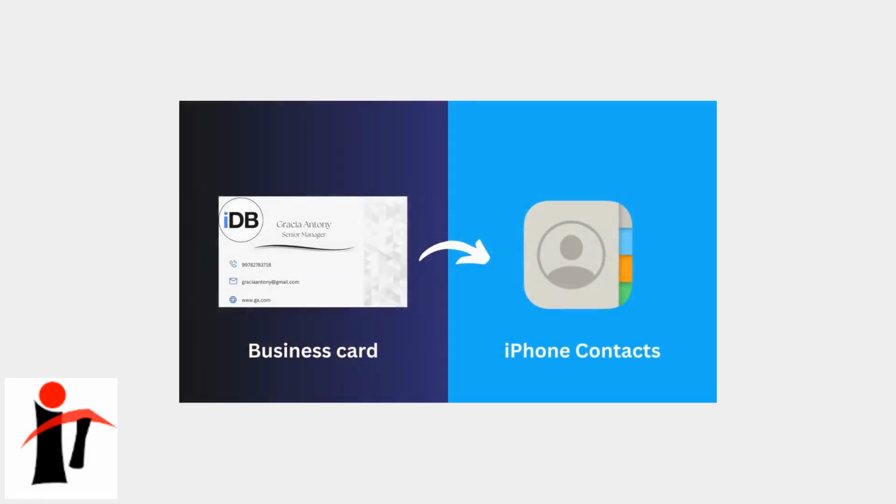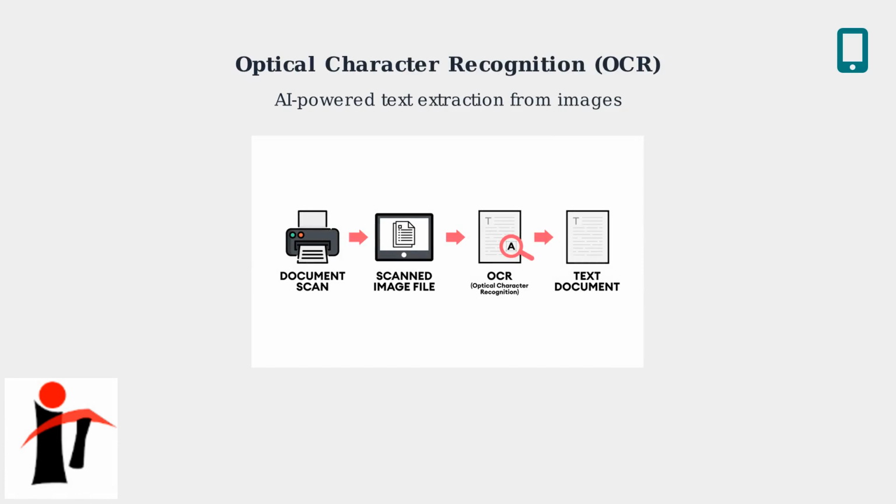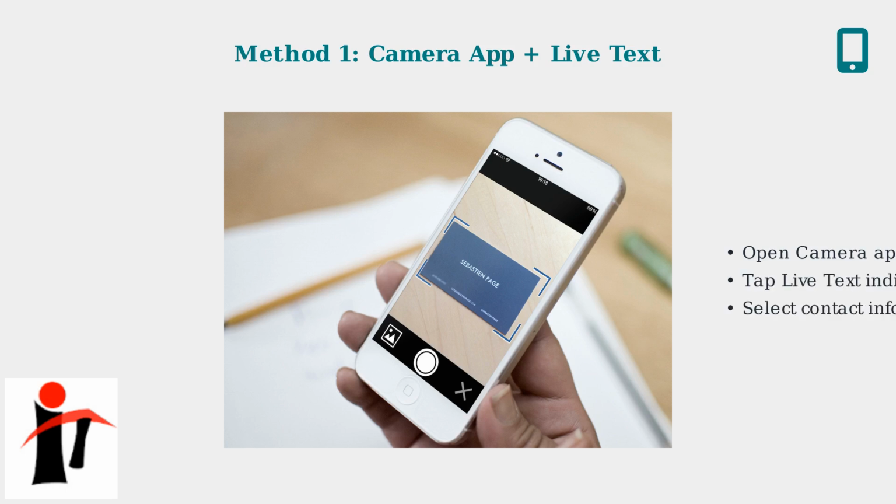As of 2025, your iPhone offers several powerful built-in methods to scan business cards directly into your contacts, completely eliminating the need for third-party apps. These methods leverage significant advancements in OCR technology and artificial intelligence to accurately extract contact information from business cards with remarkable precision. There are three primary built-in methods available on your iPhone.